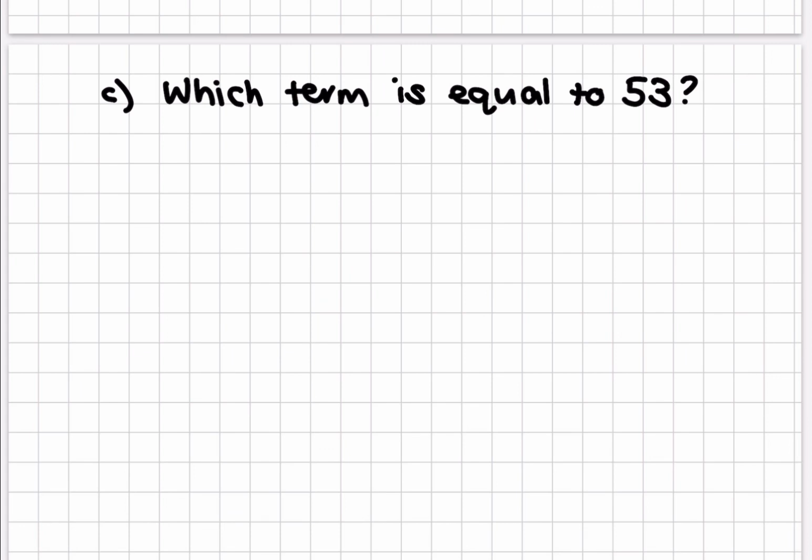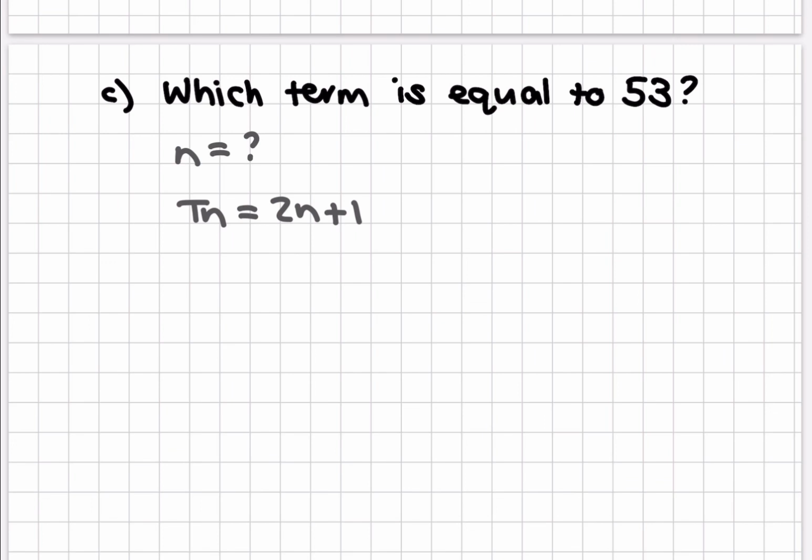So c asks us which term is equal to 53. They haven't given us a position, so we need to calculate the position. So n is the objective, right? We have tn equals 2n plus 1, the general formula for the term that we calculated. We are going to make this equal to 53 so we can calculate n.